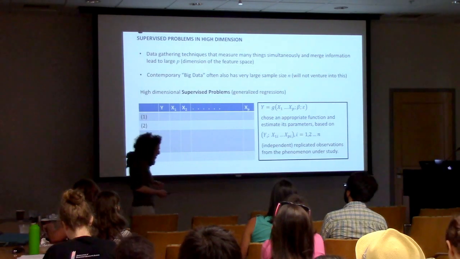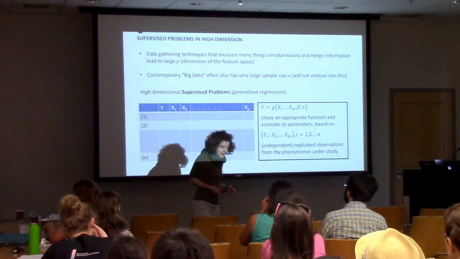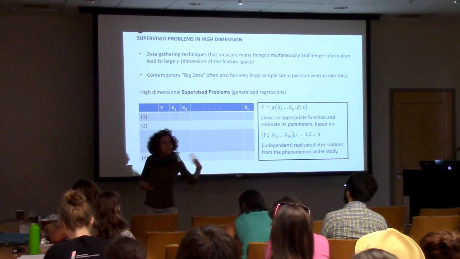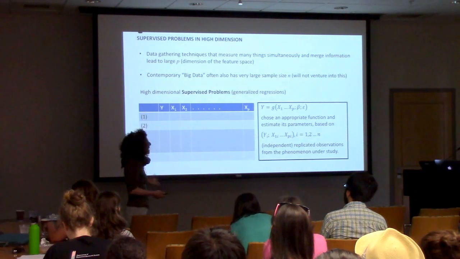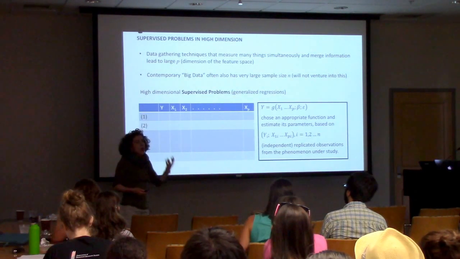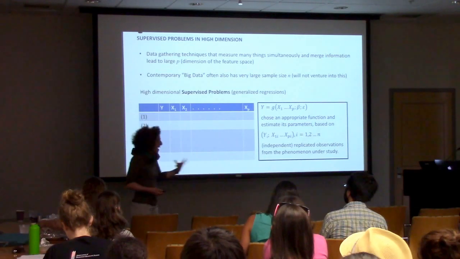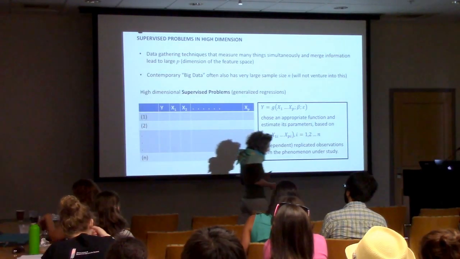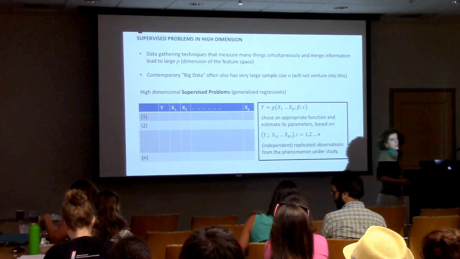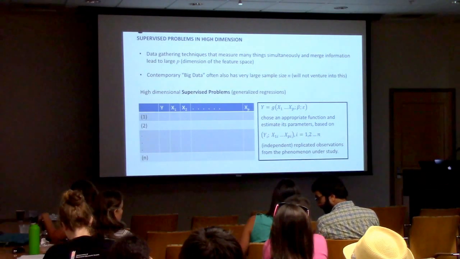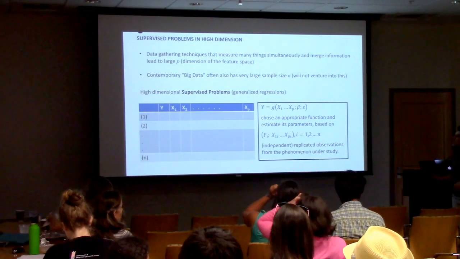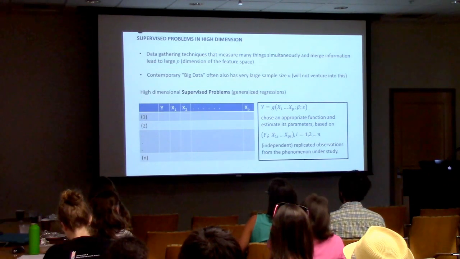Recent advances in all sorts of different experimental techniques, as well as the ability of storing data, have made it so that we've gotten to the point where on a single unit, a single sample, a single individual, a single carrier of information, we can measure many, many things at once. Okay? The number of things is p. That's the dimension of the feature space.